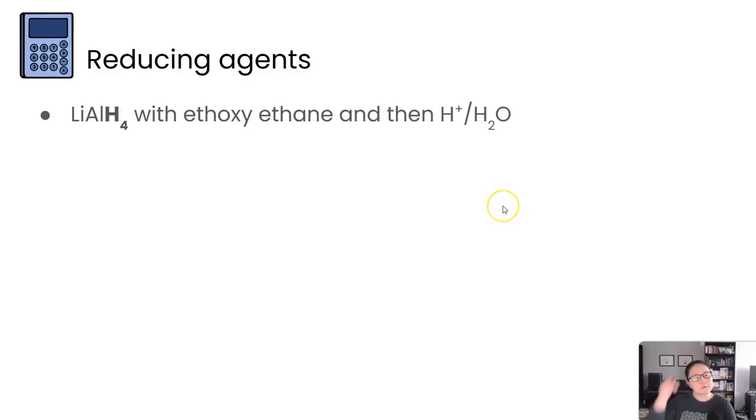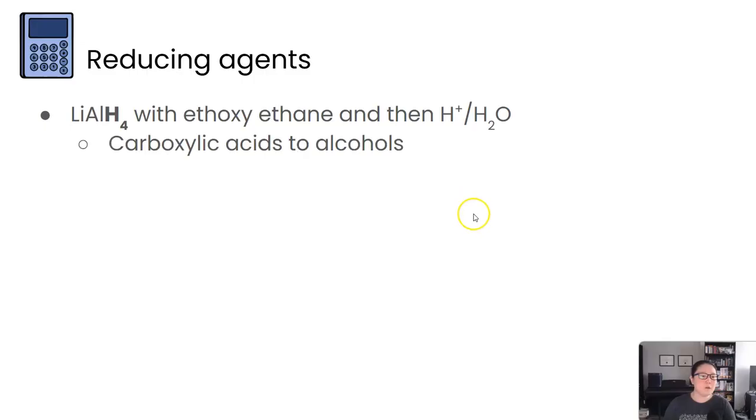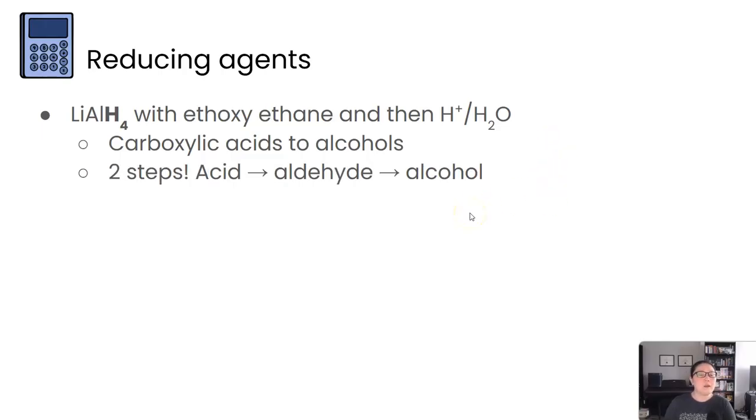Some examples are going to be lithium aluminum hydride, which you then react in ethoxyethane, and then you put the whole situation into an acidified solution. This is quite a strong reducing agent and will be able to take carboxylic acids all the way to alcohols. It is going to be two steps, so you're basically going from the acid to the aldehyde and then from the aldehyde to the primary alcohol.